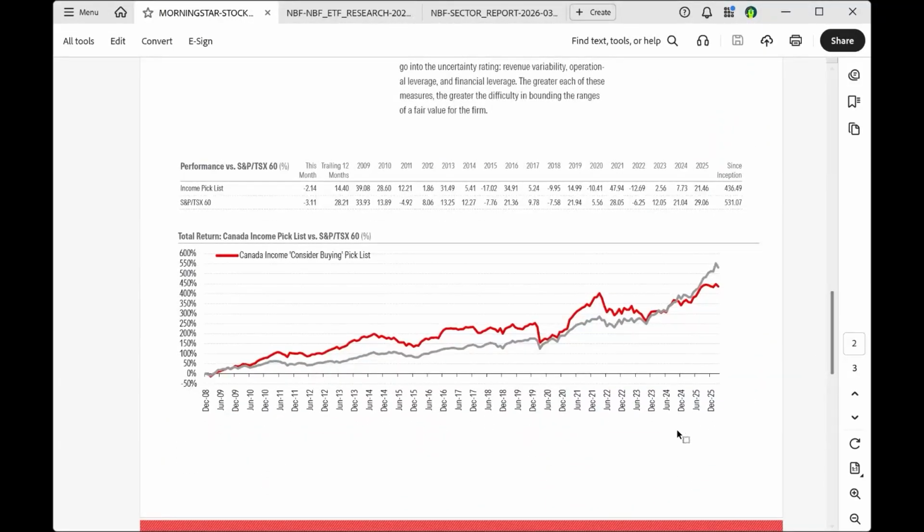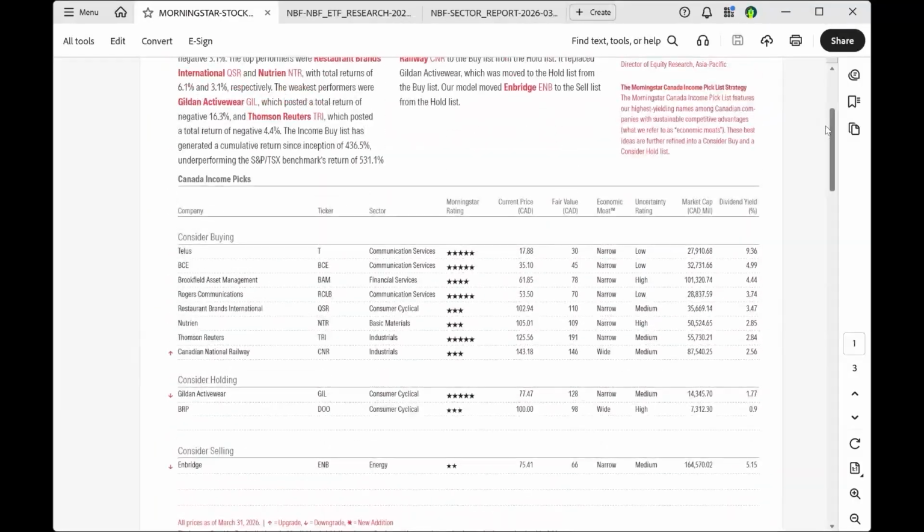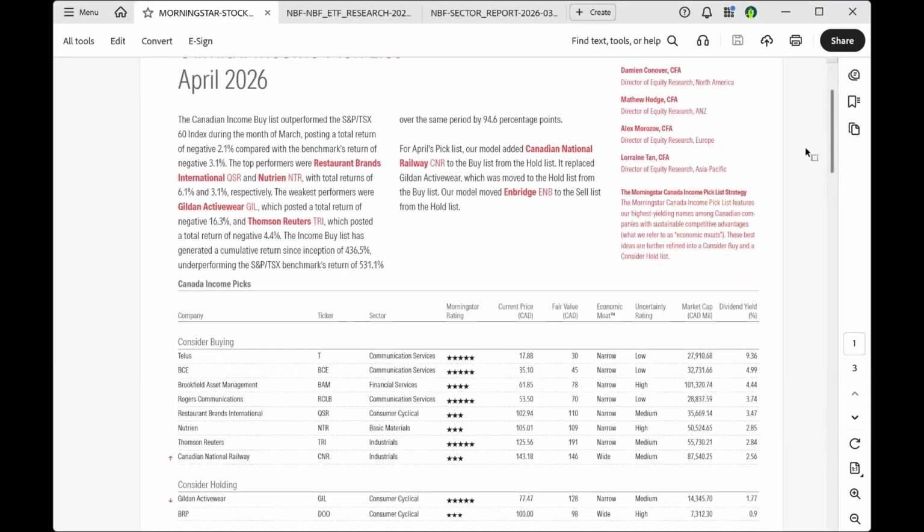you can also see how this particular portfolio, if you were to follow it step by step every month, how it compares to the TSX 60. So you'll see that there are some moments where the portfolio underperforms, and then there are some moments that it also outperforms the TSX. So a great way for you to gather some ideas, especially if you have dividends in mind for your portfolio.